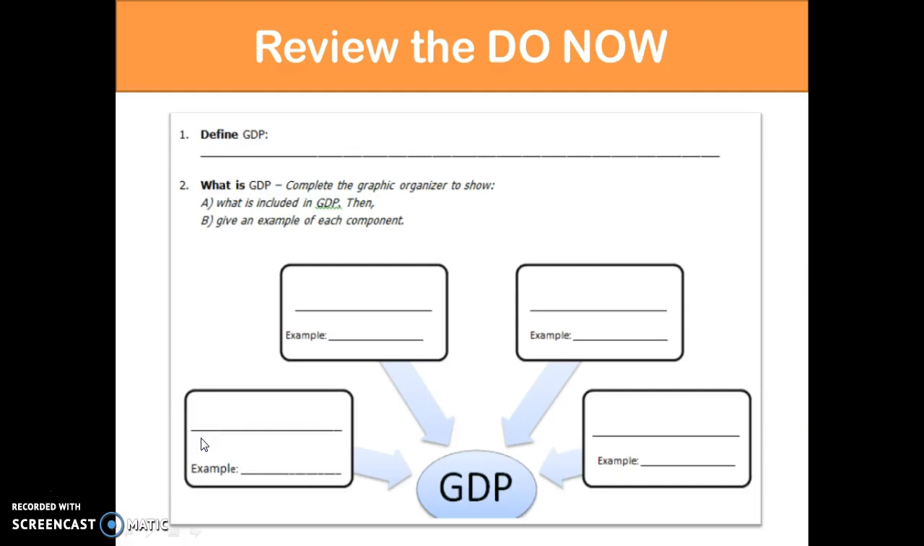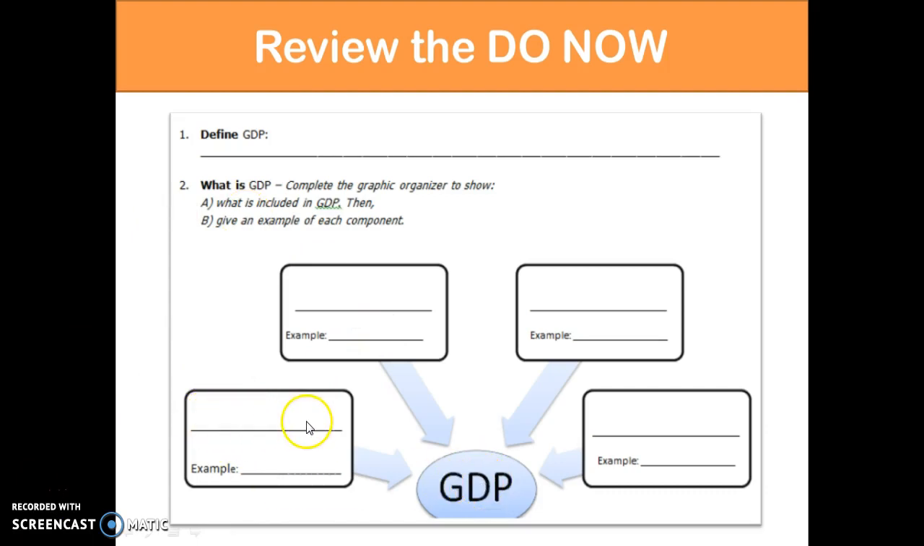Looking at your do now, when we define GDP, you should be sure to include all 4 components. It's the market value of final goods and services produced within a country in a given year. All 4 of those must be satisfied in order to be part of GDP. Then in number 2, we're looking at what things contribute to GDP.